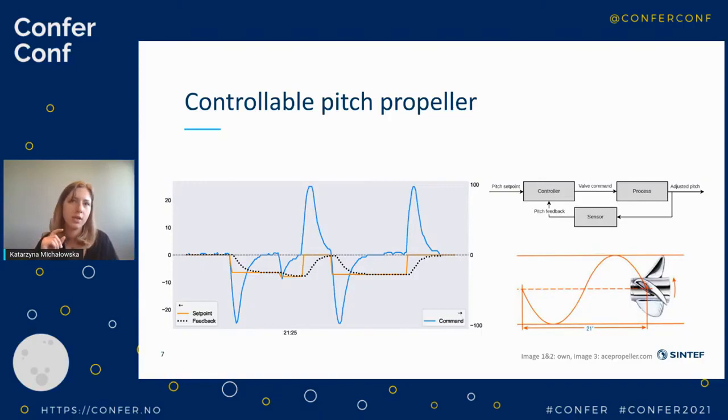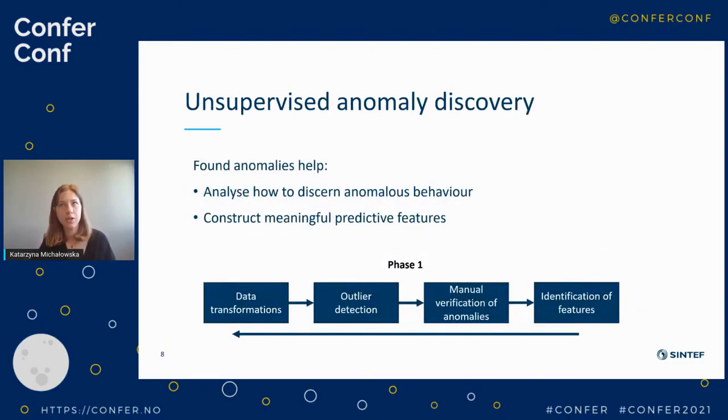So what we want to see here in the data is that when the set point changes, in this plot it's the yellow line, the command is given for the feedback to change, and after that the feedback changes to meet the set point. We want this interaction to work like this, and this interaction is what we want to focus on to describe the normal behavior. But we need to find out how to actually describe it. And to do that, the first thing we want to do is to find some anomalies to help to discern this anomalous behavior from the normal one.